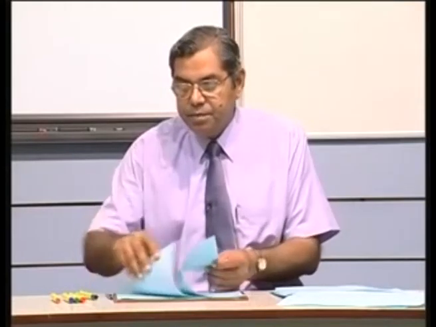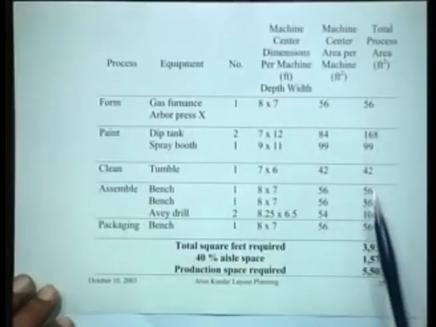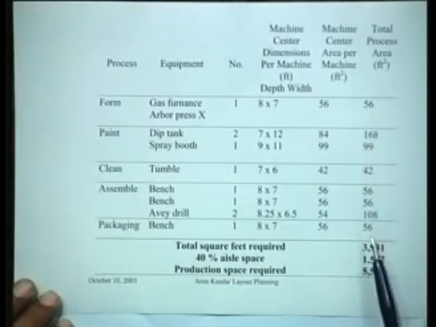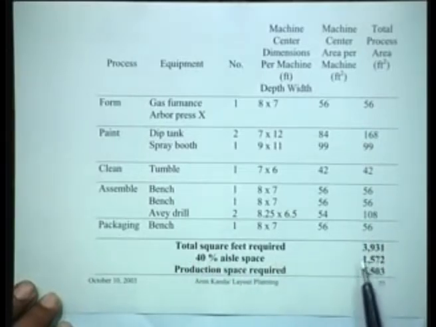and at the end of it we have been able to find out the total. That means the final area requirements, the total square feet required is now 3931, but this is the space required only for the machines. So normal practice in factory design is to add 40% space for aisles, that is the movement within the department. So 40% aisle space of this, 40% of this is 1572. So the total production space required is 5503.